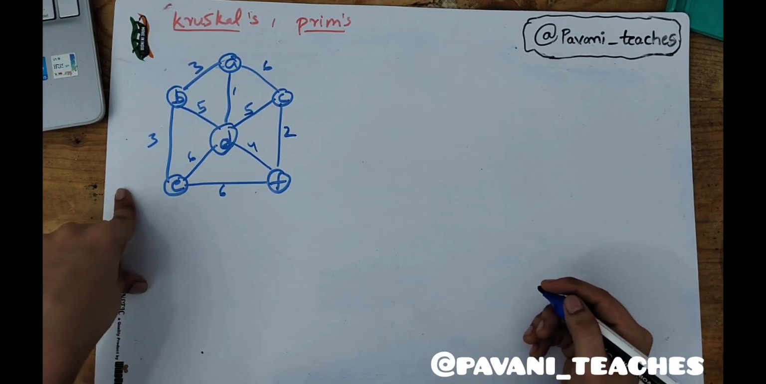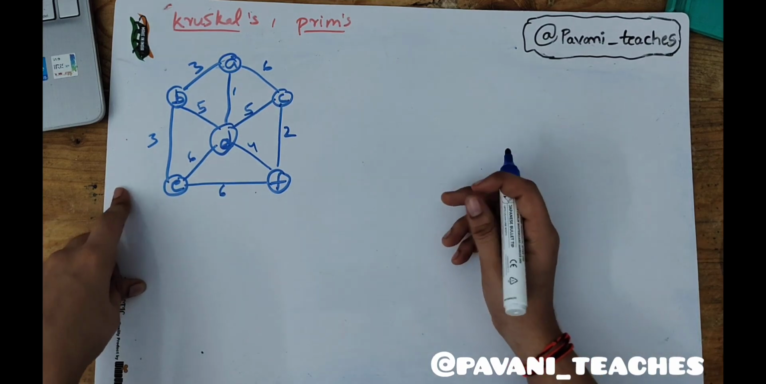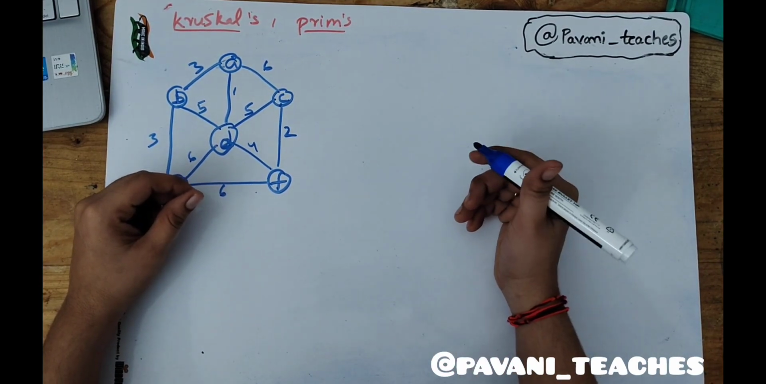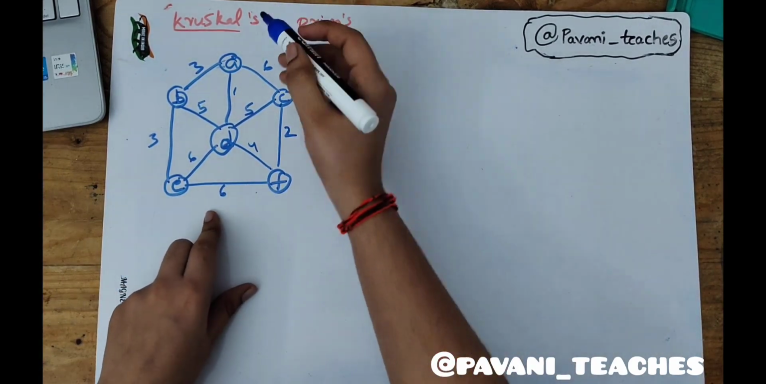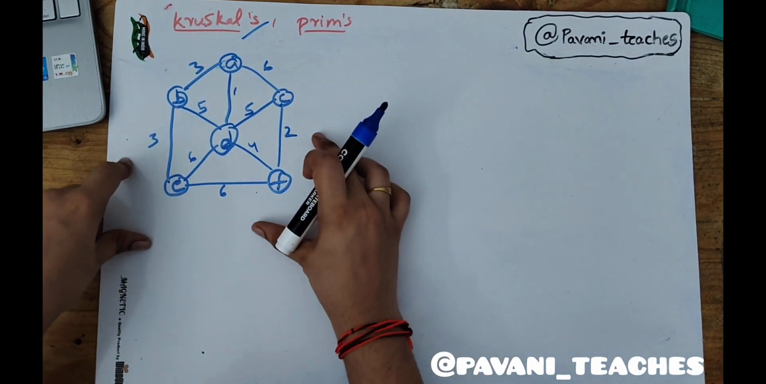Today in this video let's discuss Kruskal's algorithm and Prim's algorithm. These two are used to find the minimum cost of a spanning tree of a graph. I'll discuss the concept by using a problem. First I'll discuss how Kruskal's algorithm works. I'm taking the graph as this.